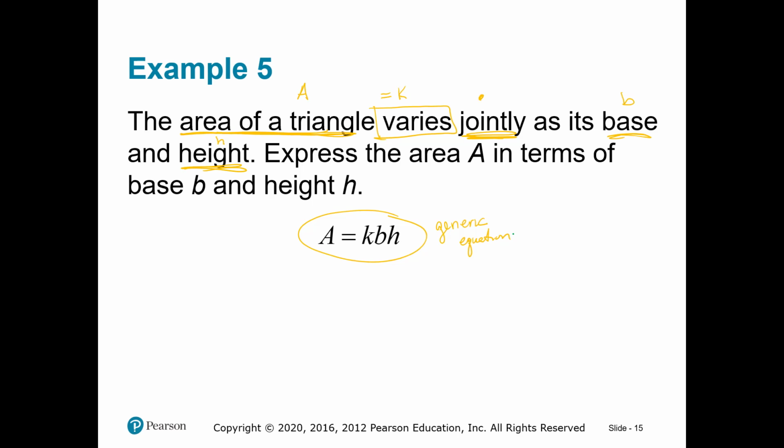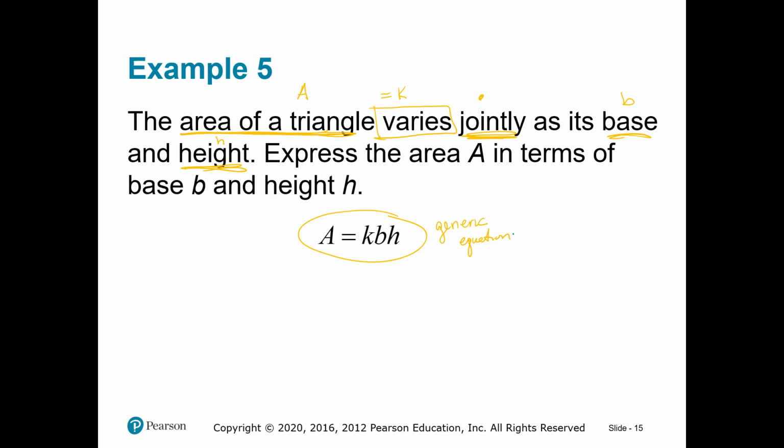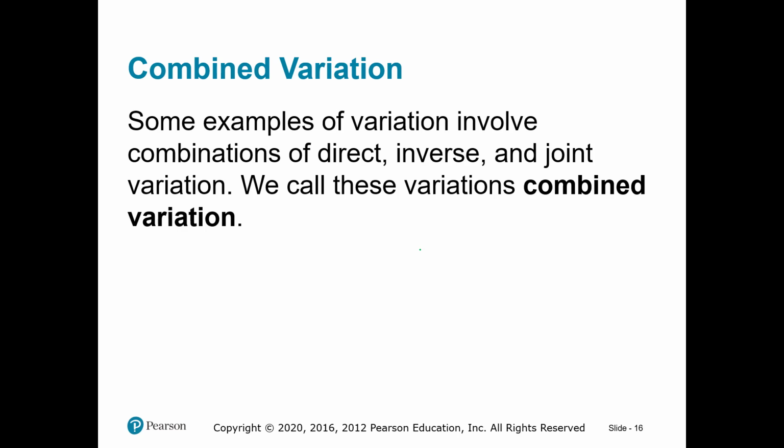Good? Okay. And then, by the way, they could give us examples like they did in the last 4 about us having to plug numbers in, find the specific equation, etc. The real key is making certain you can write this generic equation down. Good? All right. So, some examples of variation involve combinations of direct, inverse, and joint variation. These are called combined, just like I mentioned when we started this whole thing.